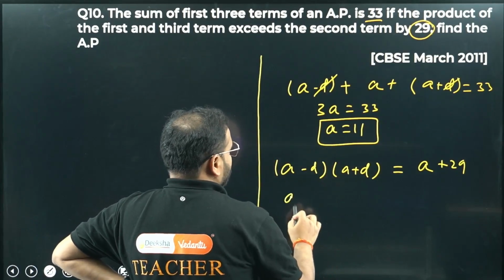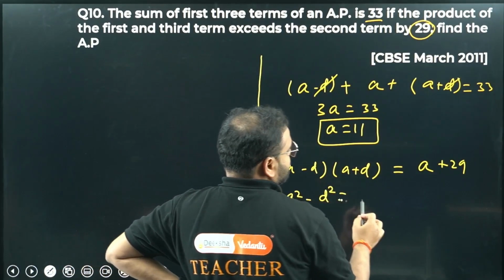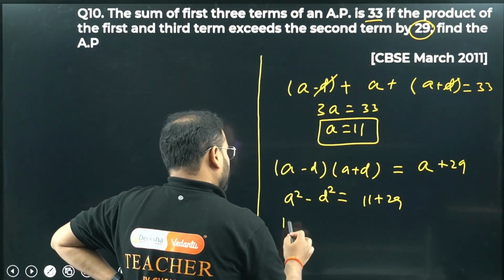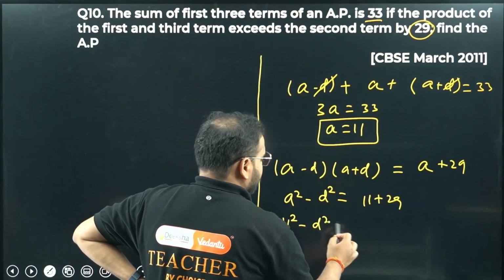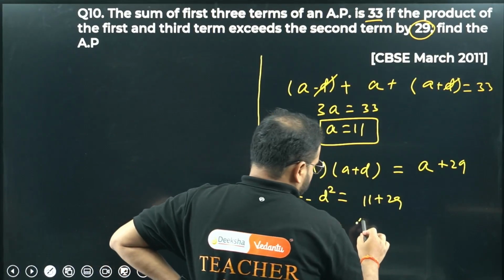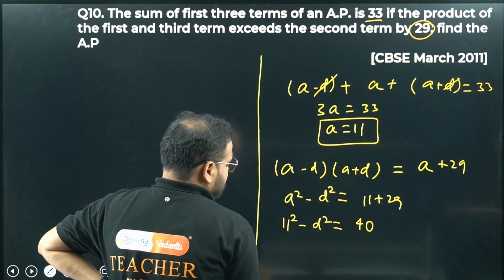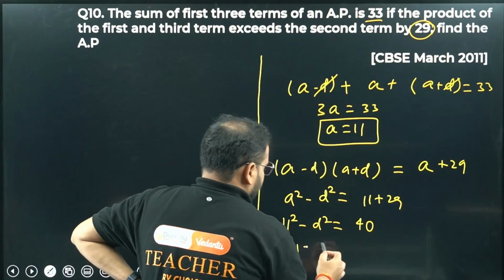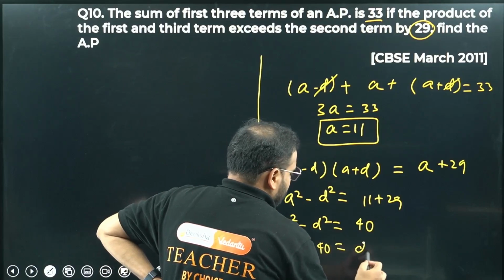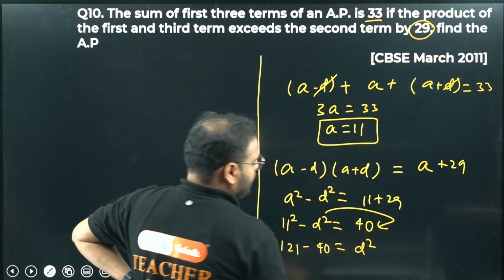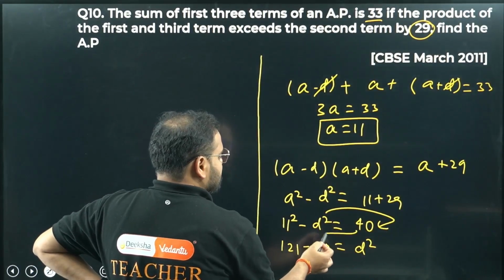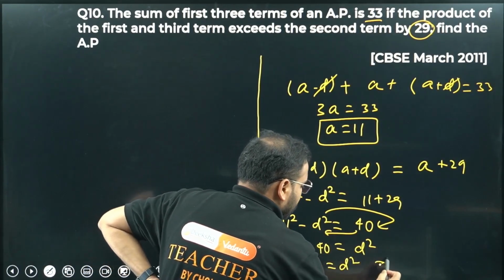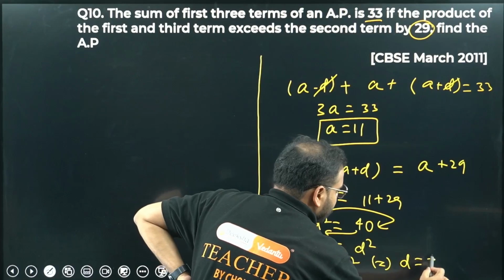I get A square minus D square equals 11 plus 29. A is again 11, so 11 square minus D square equals what? 40, right? Please have a look. I'm getting 121 minus 40 equals D square. After bringing this D square over here and 40 on this side, I get 81 equals D square, giving me the D value as plus minus 9.